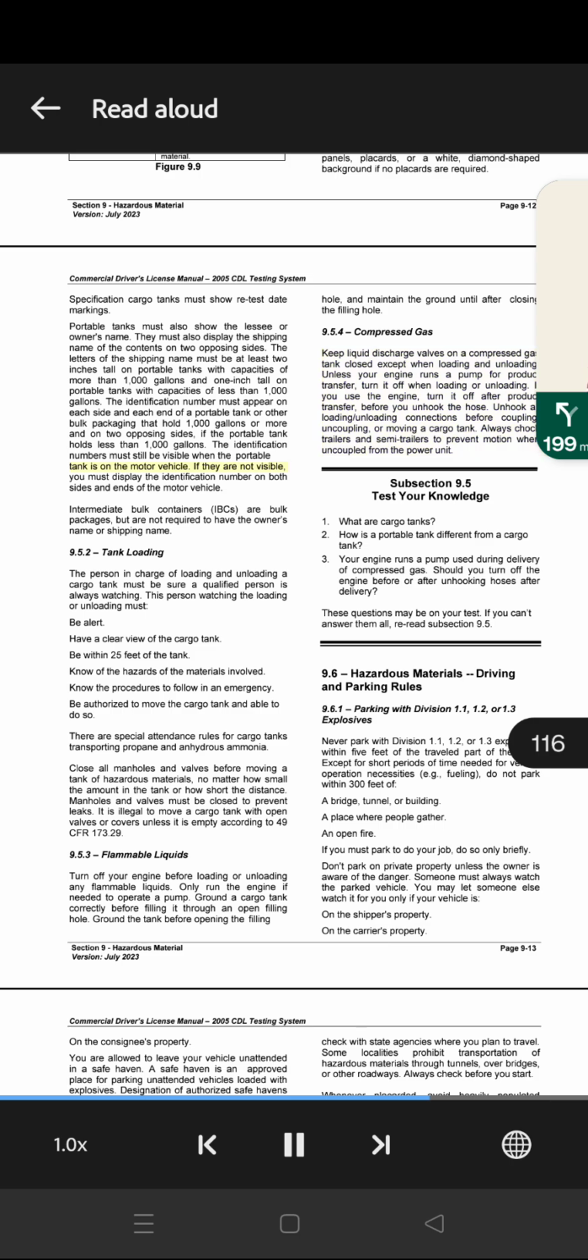Tank is on the motor vehicle. If they are not visible, you must display the identification number on both sides and ends of the motor vehicle. Intermediate bulk containers (IBCs) are bulk packages, but are not required to have the owner's name or shipping name.